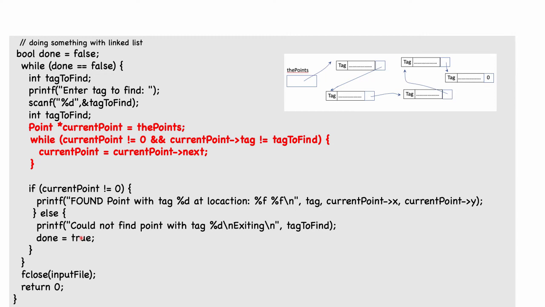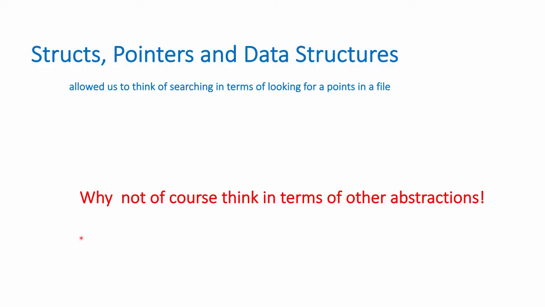So that's how we do searching for points when we put them into a linked list. If the access pattern you have to a large collection of objects is similar to searching randomly for a point, we would never, ever, ever use a linked list. This is just an example to show you how easy it is to create such a data type in C. So structures, pointers, and data structures allow us to think in terms of looking at points in a file.